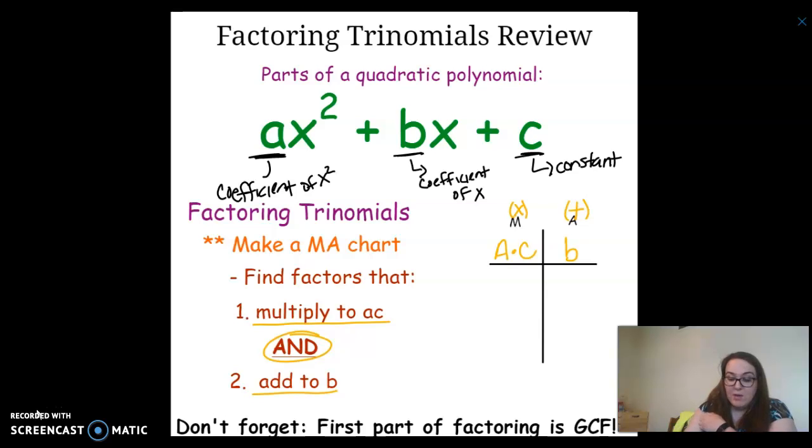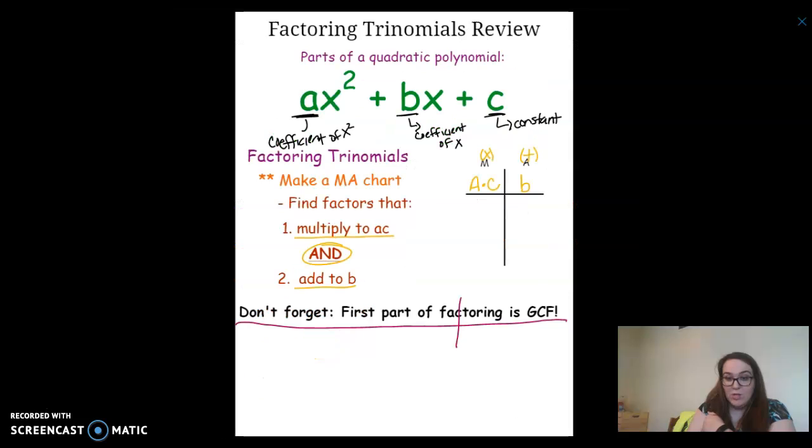And then down here at the bottom, I put a little note: hey, don't forget that the very first thing we learned in factoring was to find the GCF. So we will always look for one to see if there is one. Pause it if you need to write anything down on that page, and then I'm going to unpause and continue.